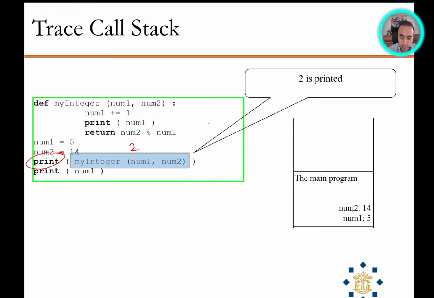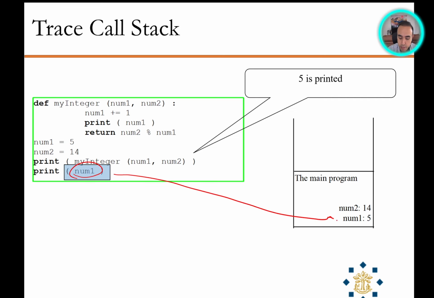And now that we are back, see this call stack is gone because we are back in the main program. So now if we print num1, now it is this num1. It's not the num1 that used to be in our call stack. Okay.